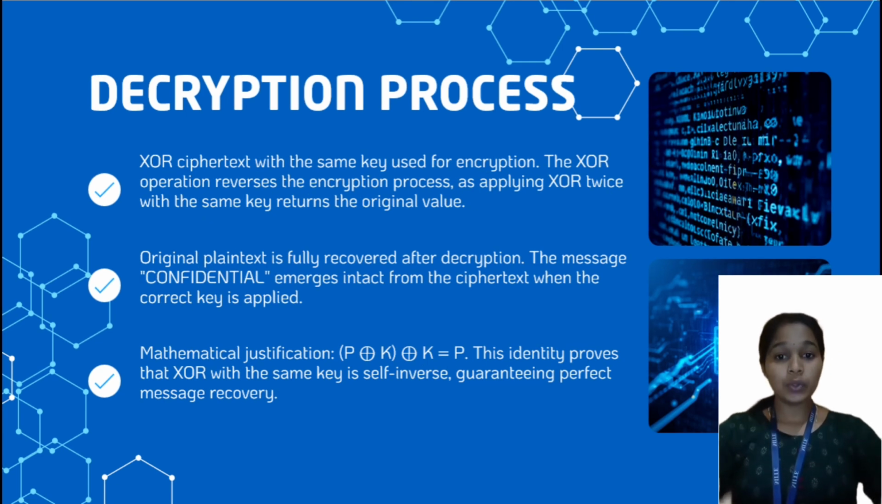Now coming to decryption. To get the original message back, we take the ciphertext and the same key. Again we apply the XOR operation. Since XOR reverses itself, we get back the original plain text. So finally we recover our message confidential exactly.